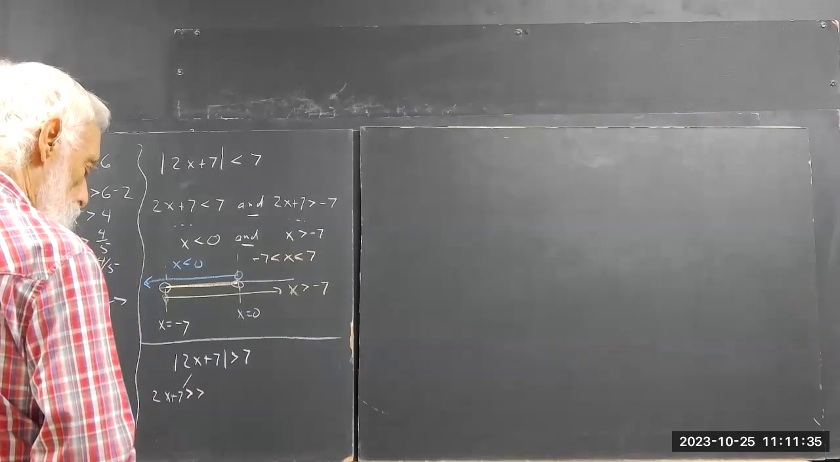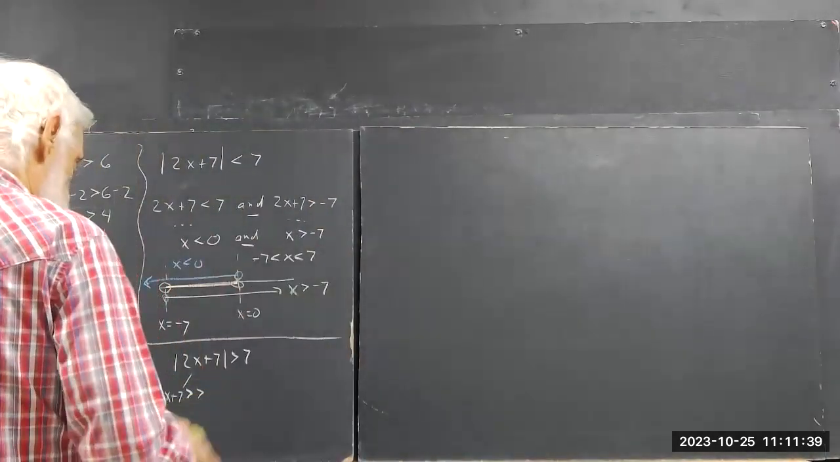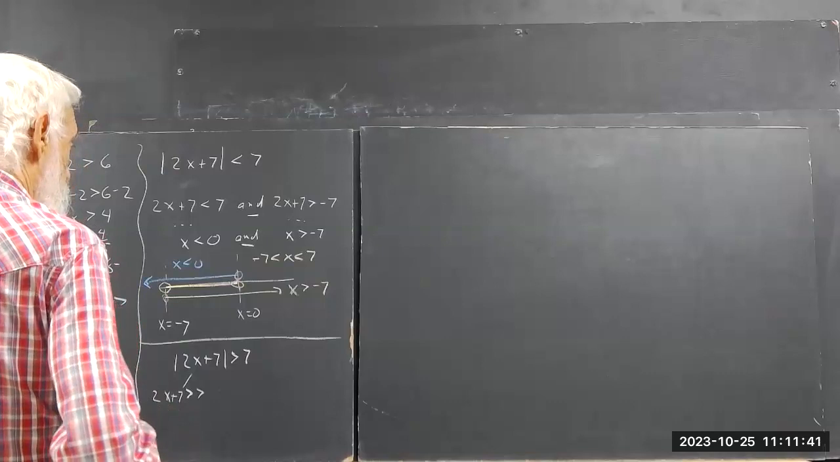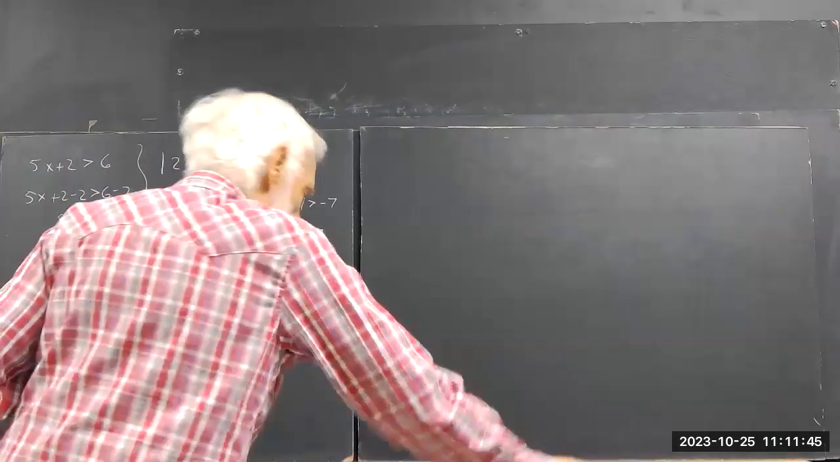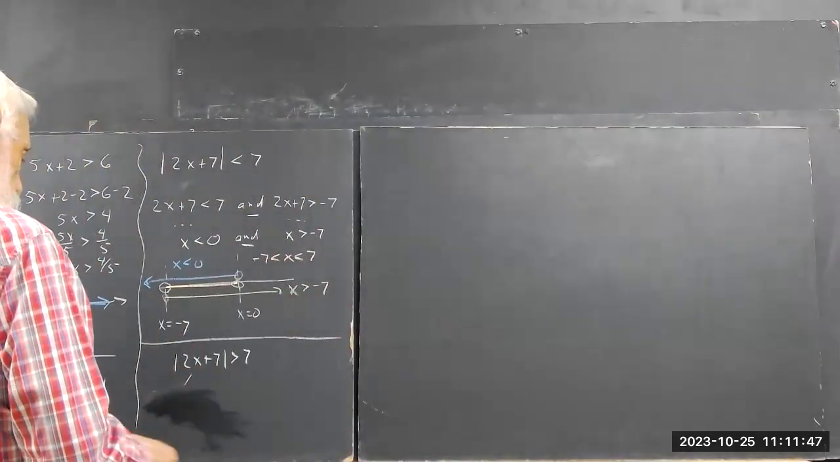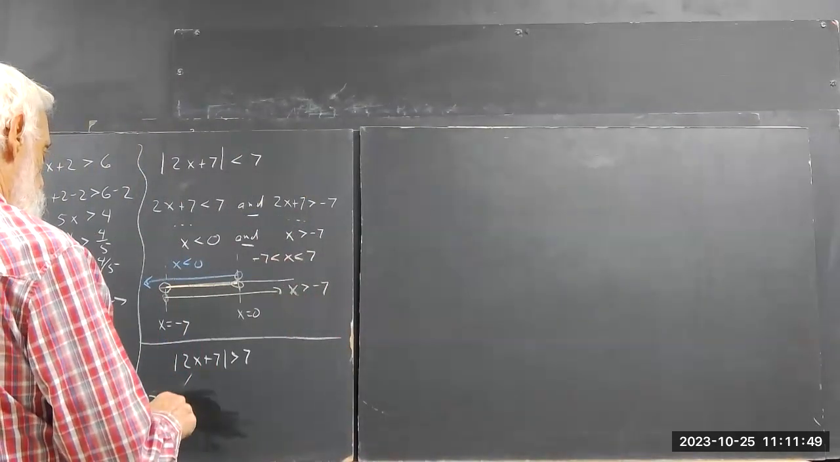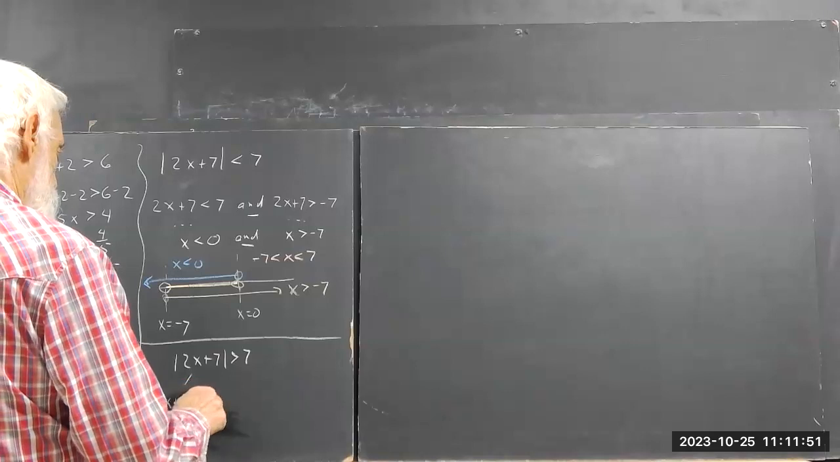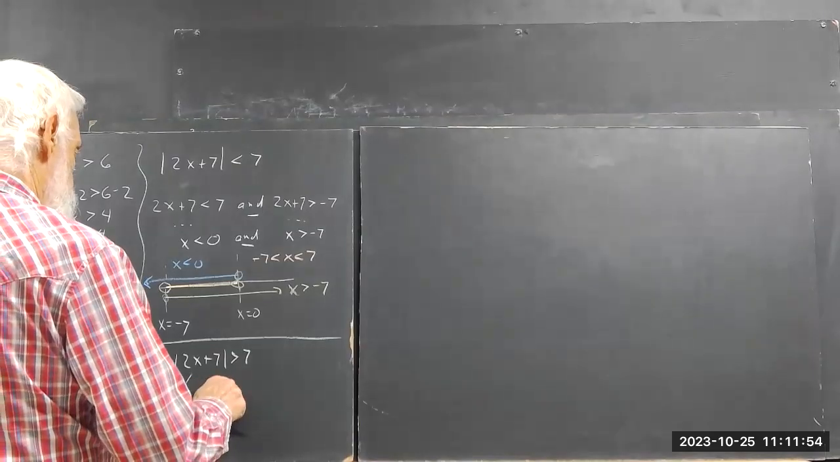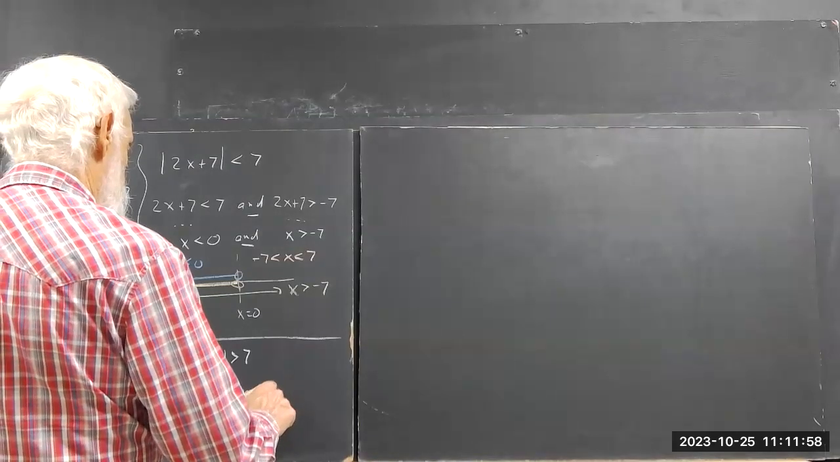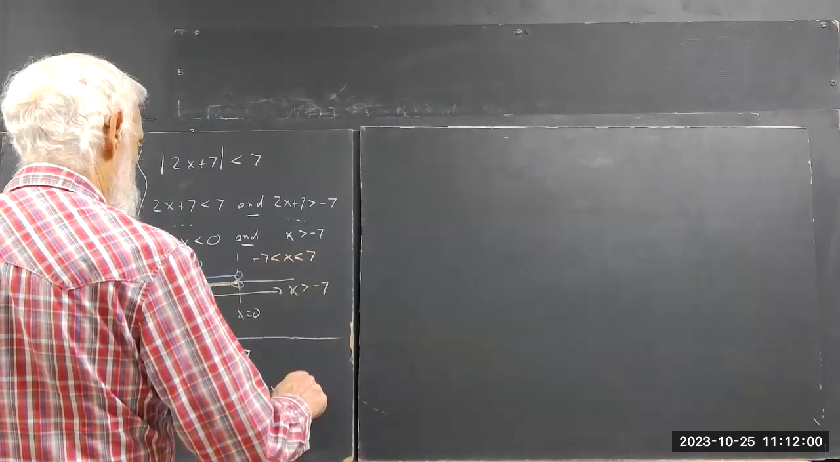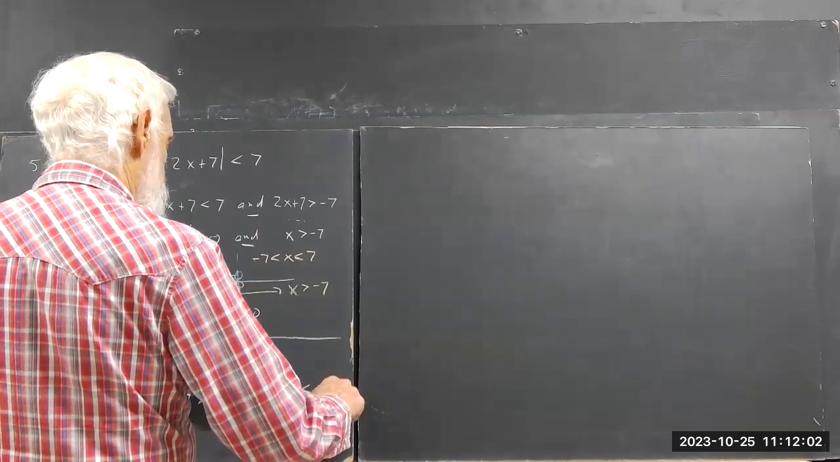And my 7s are looking a whole lot like greater than signs. Let me rewrite that. Okay, so we have 2x plus 7 greater than 7, or 2x plus 7 less than negative 7.